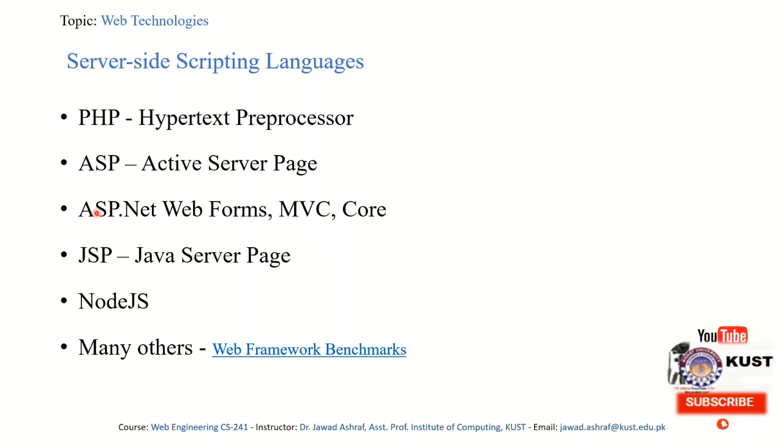And then there is ASP. It is a Microsoft technology. It was also very popular. Now it is rarely being used because it's very old. The newer versions of ASP are ASP.NET Web Forms, ASP.NET MVC, and ASP.NET Core. And there is another version of it as well. I haven't included it in the slide. This one is very popular.